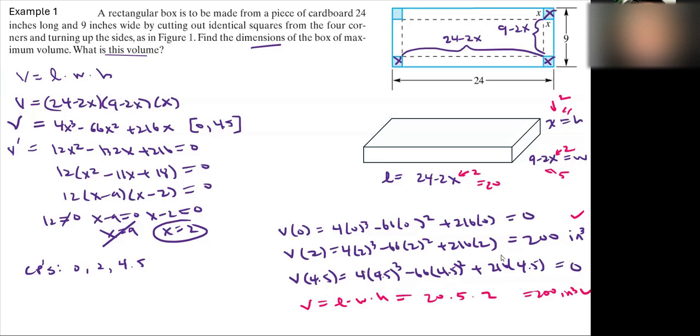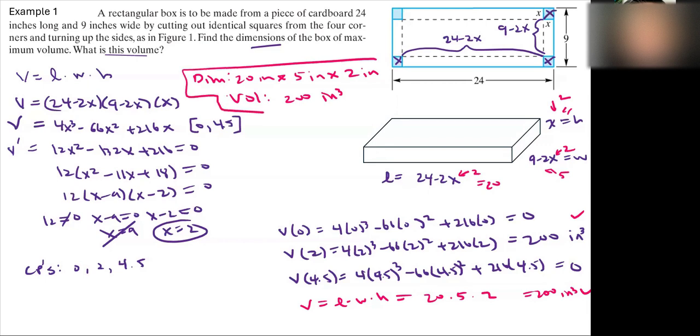So in this case, the dimensions are 20 inches by 5 inches by 2 inches. That's the dimensions of the box. And then the volume of the box is going to be 200 cubic inches. So there's an answer there.